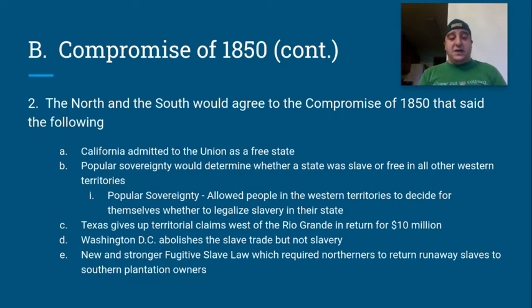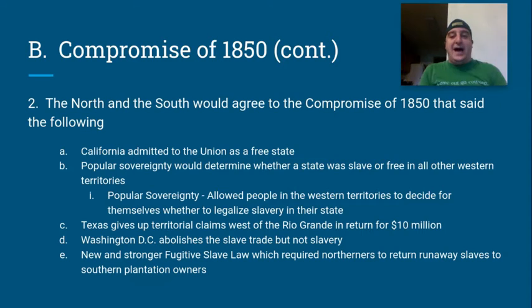Texas is going to give up territorial claims west of the Rio Grande in return for $10 million. Washington, D.C. is going to abolish the slave trade, but not slavery. It's not going to get rid of slavery altogether. And last but not least, and this is the other important one, there is going to be a new and stronger fugitive slave law, which required Northerners to return runaway slaves to Southern plantation owners.